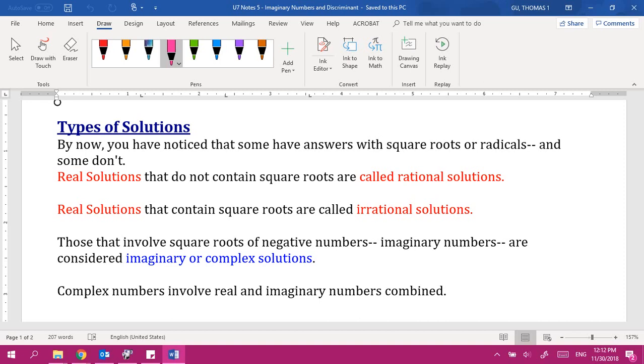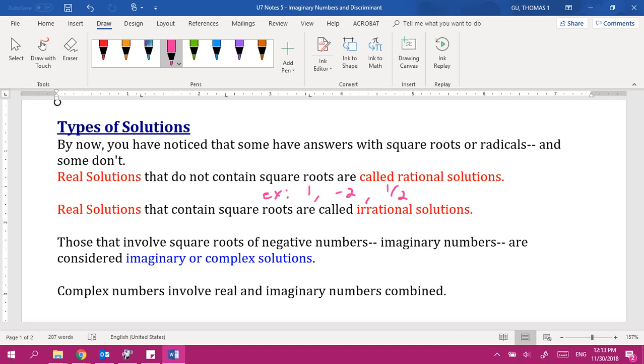You know what rational means? Like if you ask somebody, are you being rational? Do you know what that means? Are you making sense? Are you being reasonable? So a good way to remember rational solutions is just these are the numbers that make the most sense. They're just numbers with no square roots. For example, rational solutions would be things like 1 or -2 or 1/2.